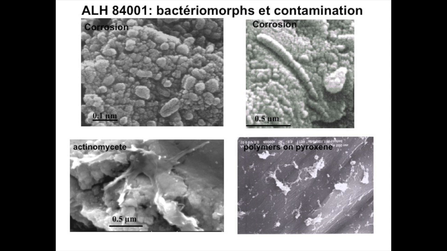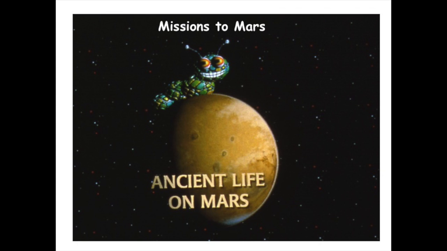The polymers: Houston, I lived there for 3 years, and there's a lot of petrochemical industry going on in Houston. The air is saturated with organics. It stinks sometimes. And the organics just precipitated from the air onto the mineral surfaces. Okay, modern contamination. What about ancient life on Mars?